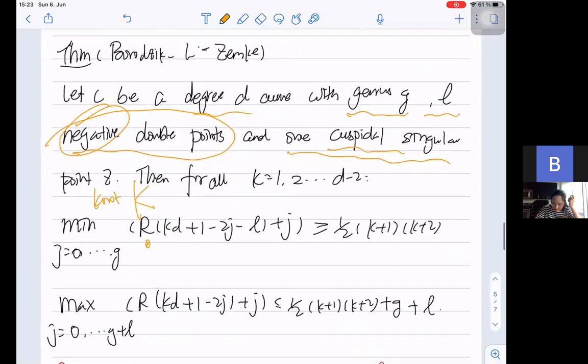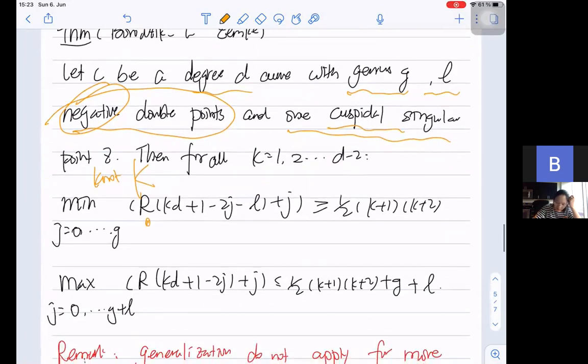So the second obstruction we had also looks very similar to the first obstruction in the last theorem. We consider the maximal over all the possible values of j starting from 0 to g, or starting from 0 to g plus l. And here k is also from 1 to 2, etc., d minus 2. And d is the degree. l is the number of negative double points.